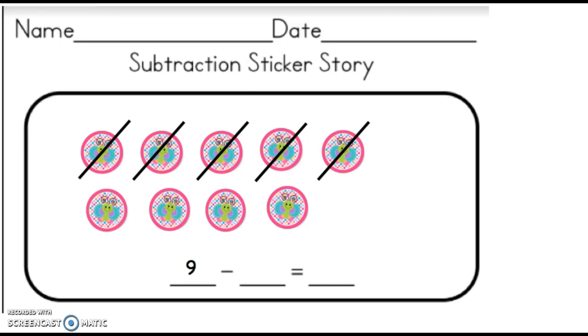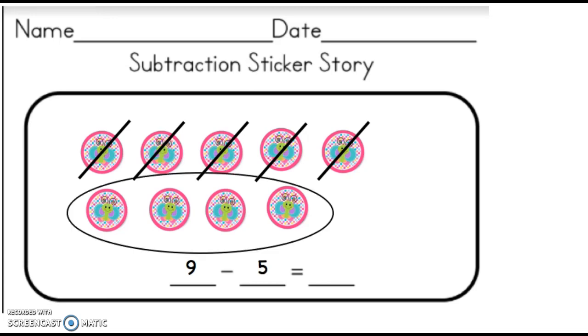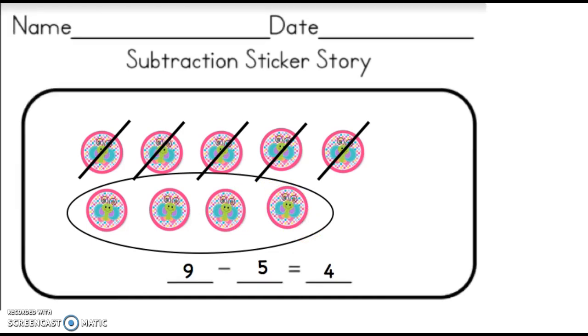Here I go. I know the bigger number goes first. I had 9 to begin with. 5 went away to take a nap. How many are left? 1, 2, 3, 4. 4. Let me double check with my fingers.